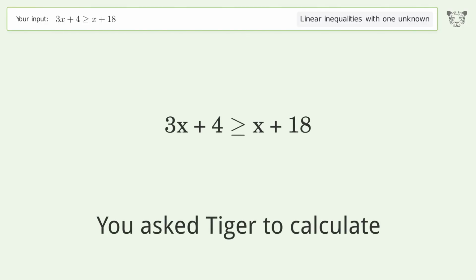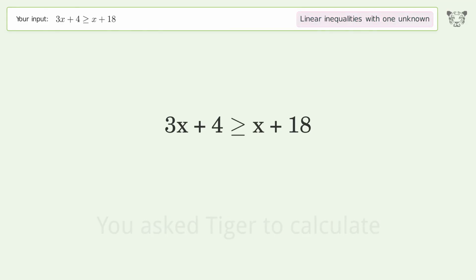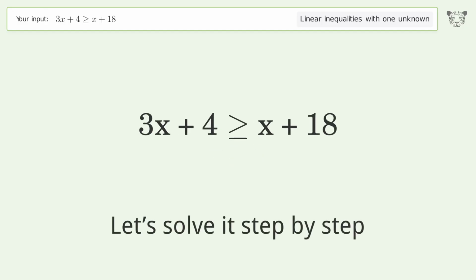You ask Tiger to calculate. This deals with linear inequalities with one unknown. The final result is x equal or greater than 7. Let's solve it step by step.